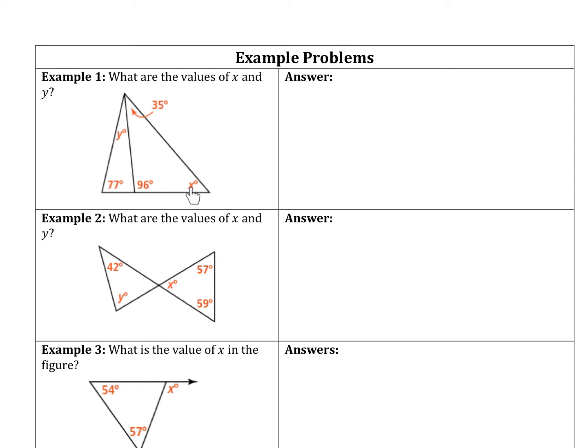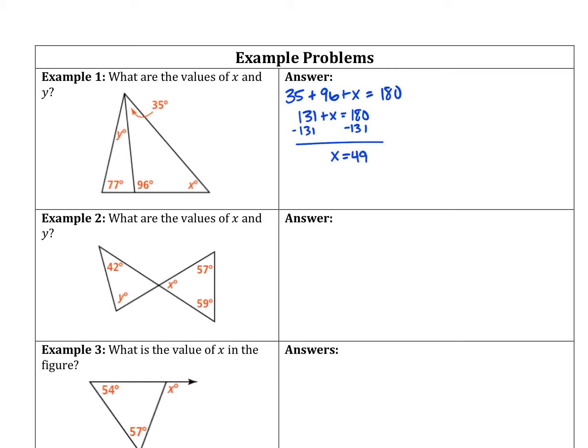So if I'm trying to find x, I can look at this medium triangle and I can realize that the measure of those three angles should add up to 180. So the 35 plus the 96 plus the x should all add up to 180. So I can solve this equation. I can combine the 35 and the 96. That's going to be 131 plus x equals 180. Then I can subtract 131 from both sides. And now x equals 49.